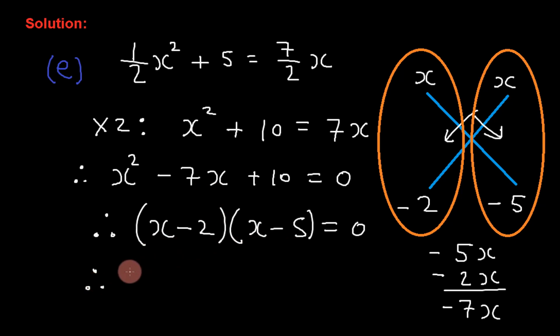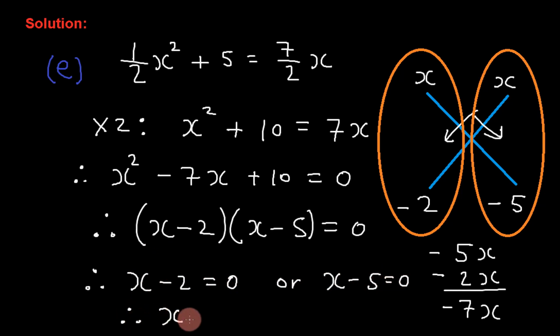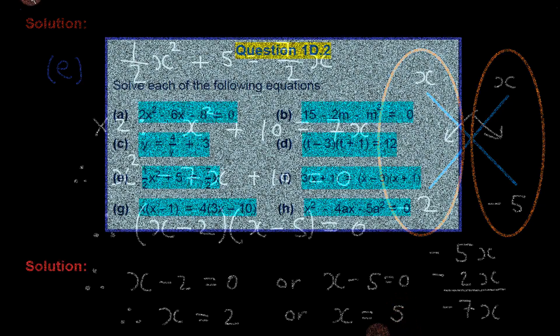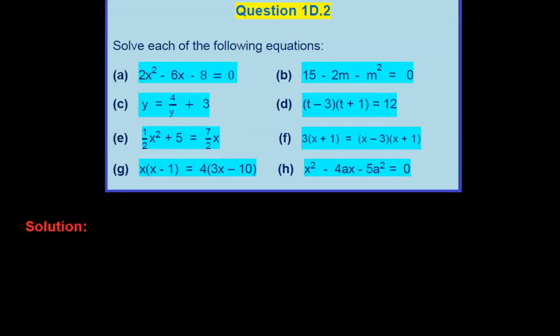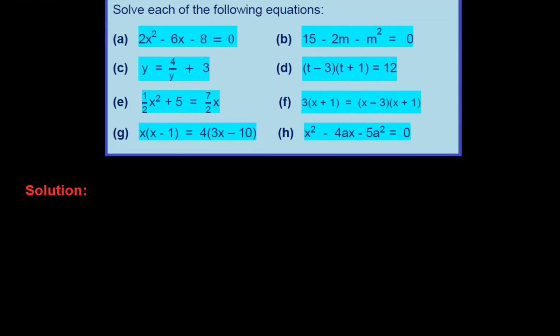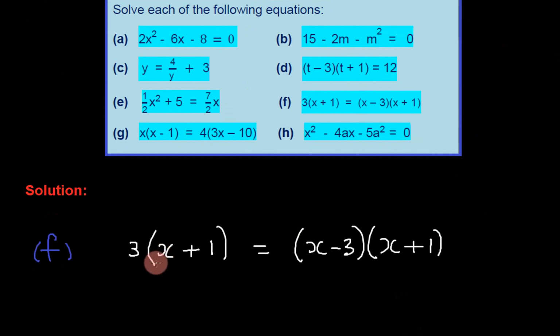Then using the zero product rule, and solving for x, so x is 2 or x is 5. Let's look at f. We can multiply out the brackets on both sides of the equation.